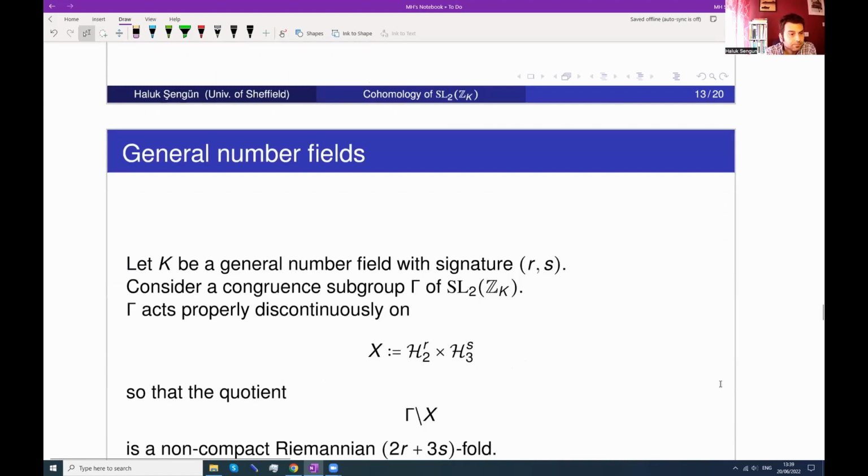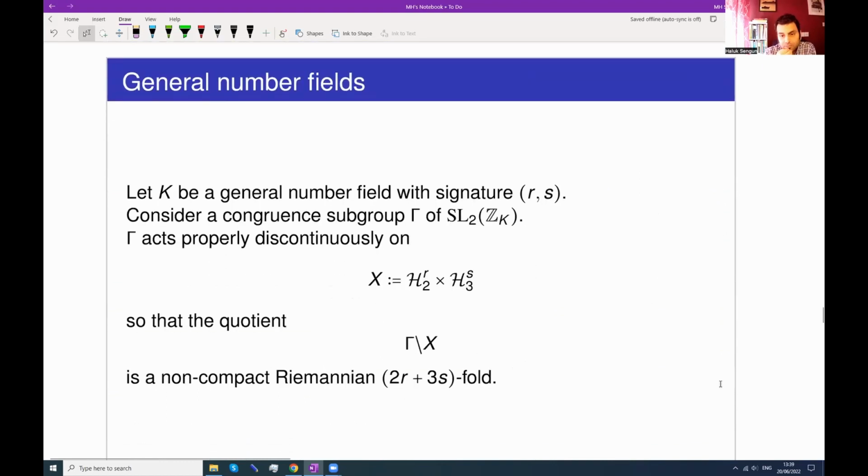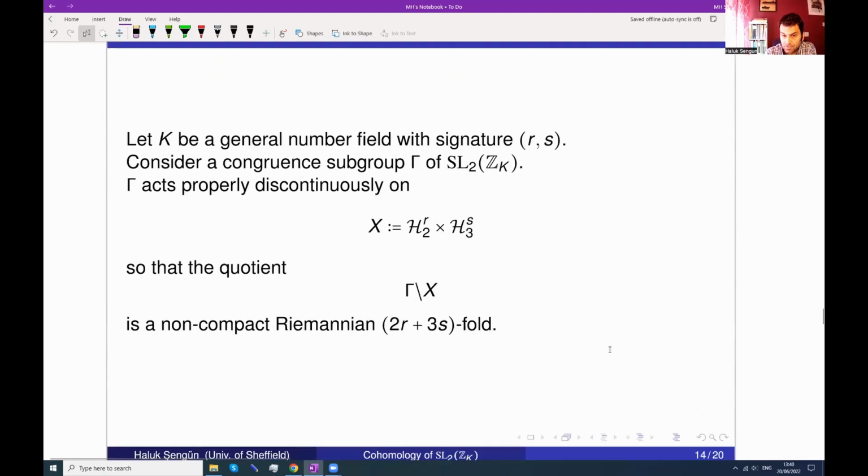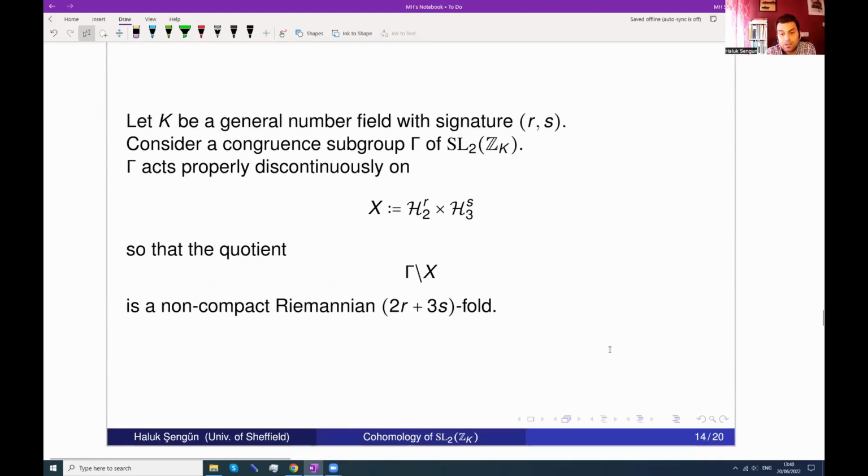Now, I'm going to move slowly towards the general number field situation. I've got essentially 10 minutes or so. It should be enough.